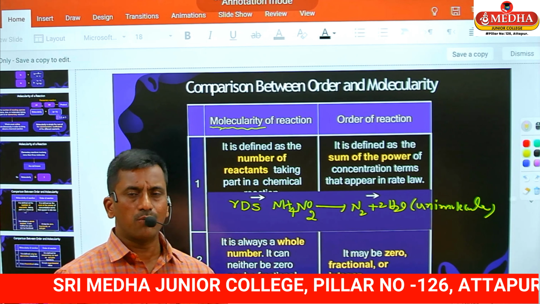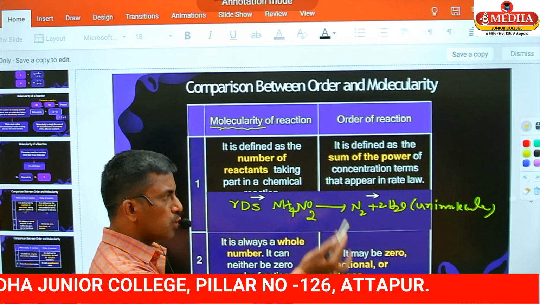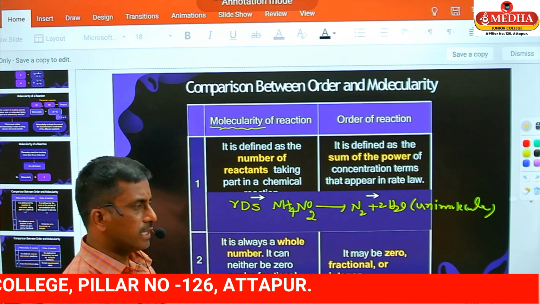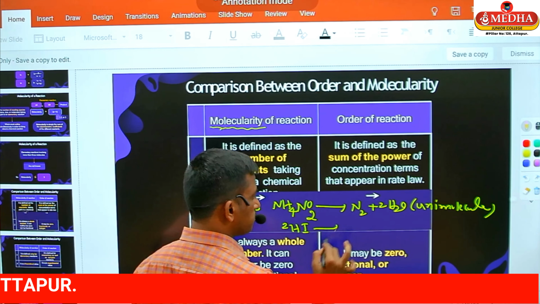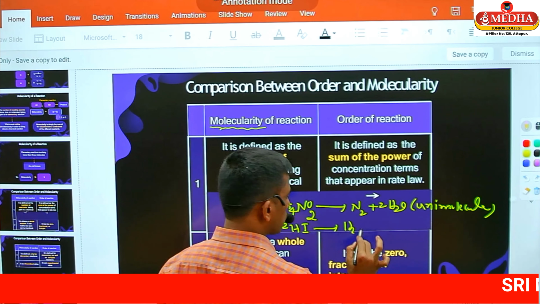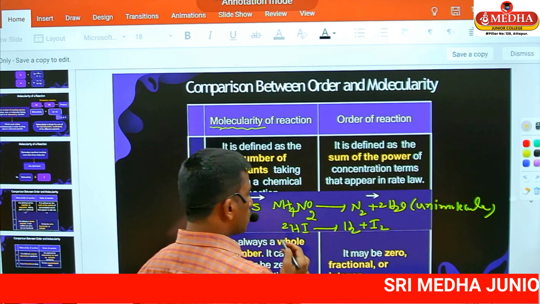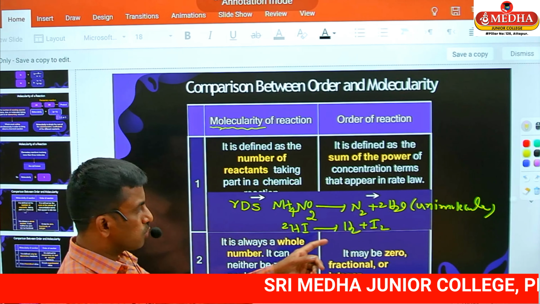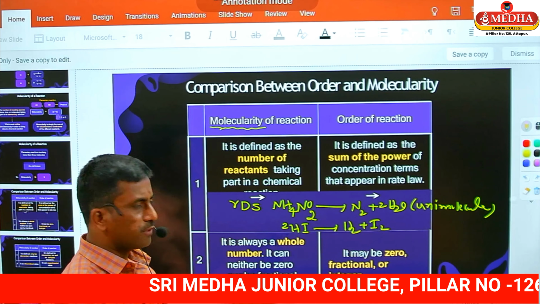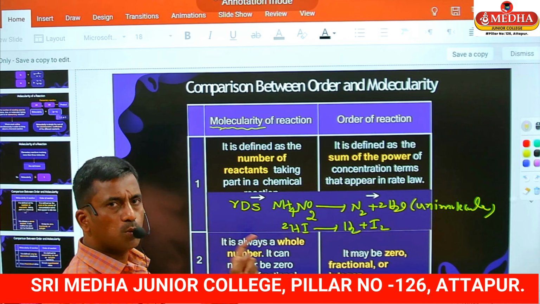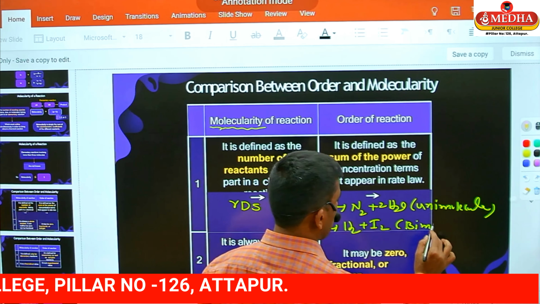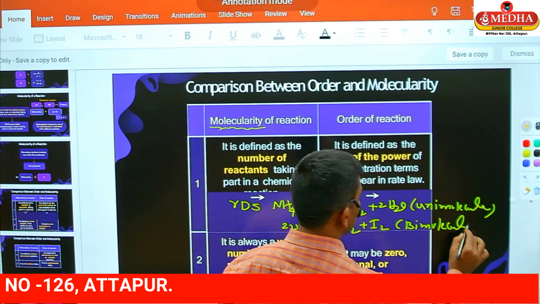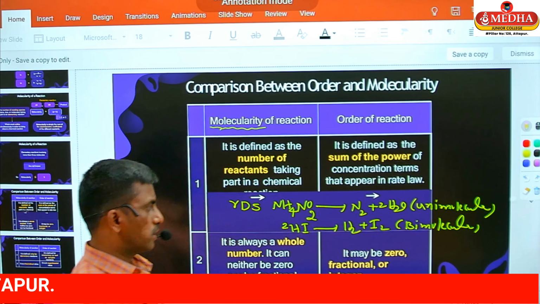Now the bimolecular reaction: 2 moles of HI decompose to give H2 plus I2. Now you observe, 2 molecules of HI are there. That's why this is called a bimolecular reaction. A trimolecular reaction is also there.